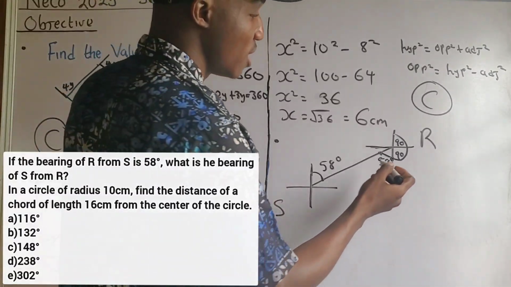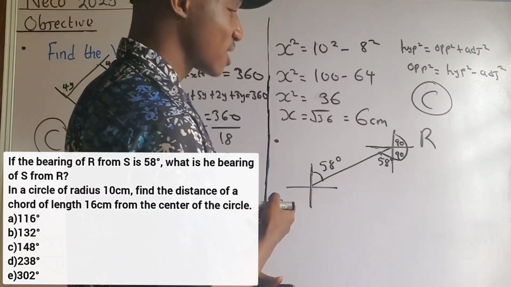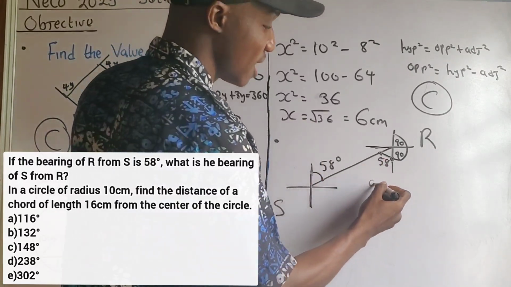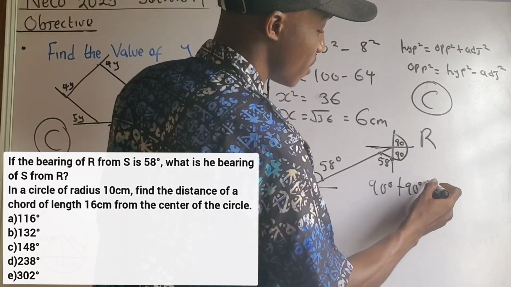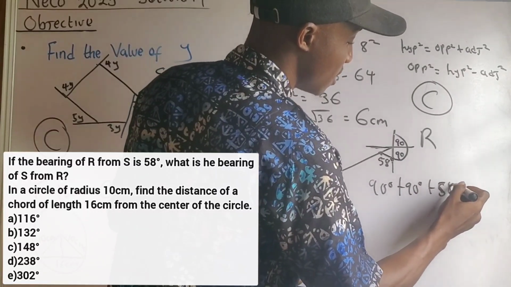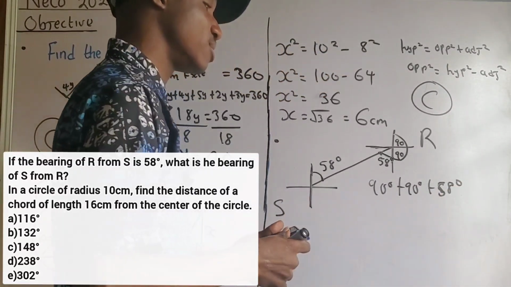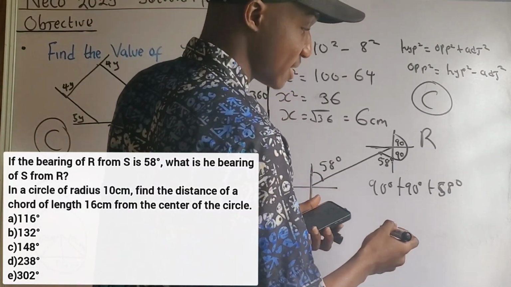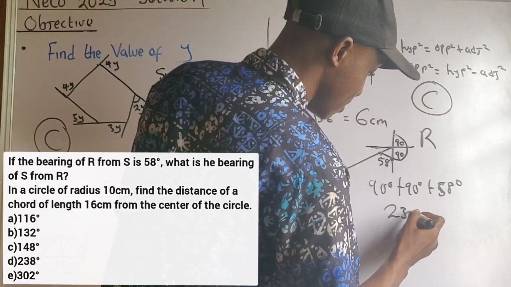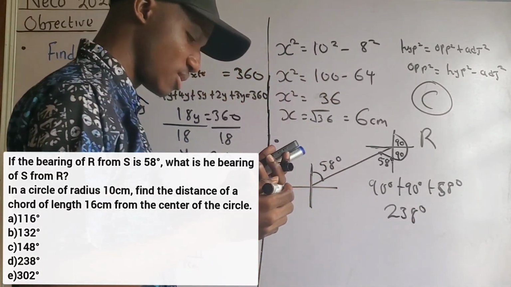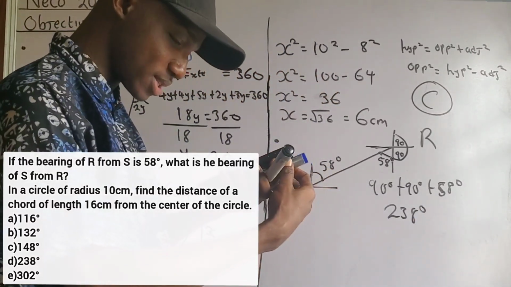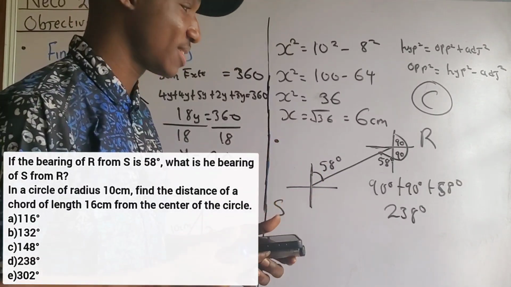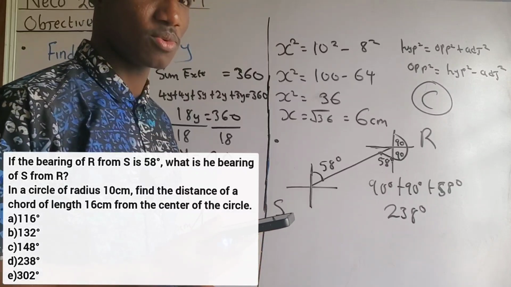Alternate angles are equal. So the bearing of S from arc will be 90 degree plus 90 degree plus 58 degree. So that will be 180 plus 58 degree. That is 238 degree. Okay. So the correct option to that question is option D. Option D is correct. Do you understand? You see, it's simple.